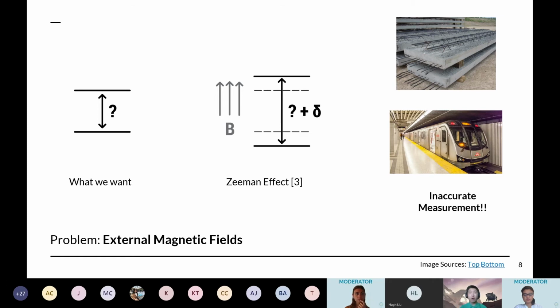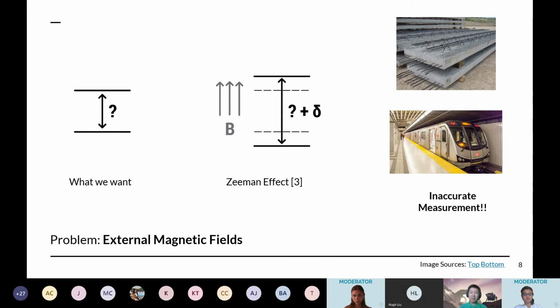So on the left, you see what we actually want to measure, the 2s1/2 hyperfine interval. But what you see in the center is the same system, but with an added magnetic field. And what the magnetic field does is it splits the two energy levels further apart, sort of like a magnetic field pushing apart bar magnets. This phenomenon is called the Zeeman effect, and this is every atomic physicist's worst enemy, because it drastically ruins the accuracy of your experiment.